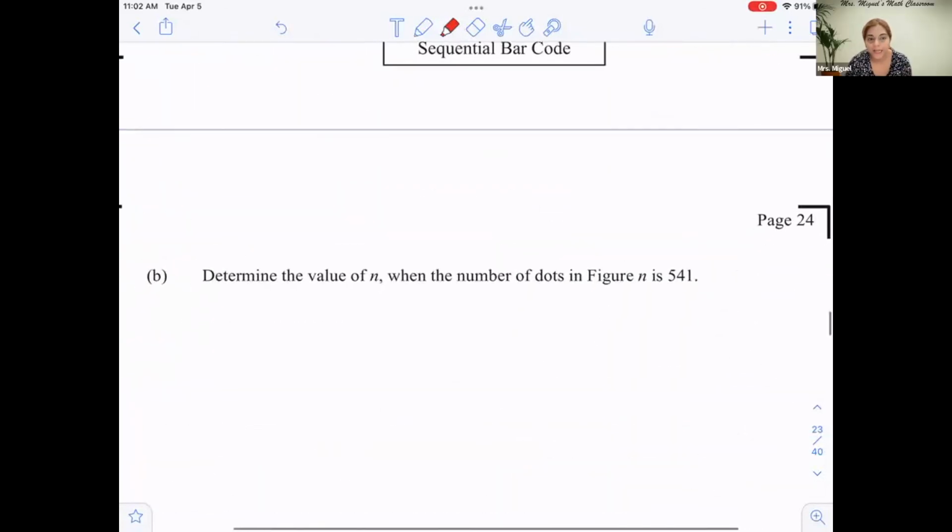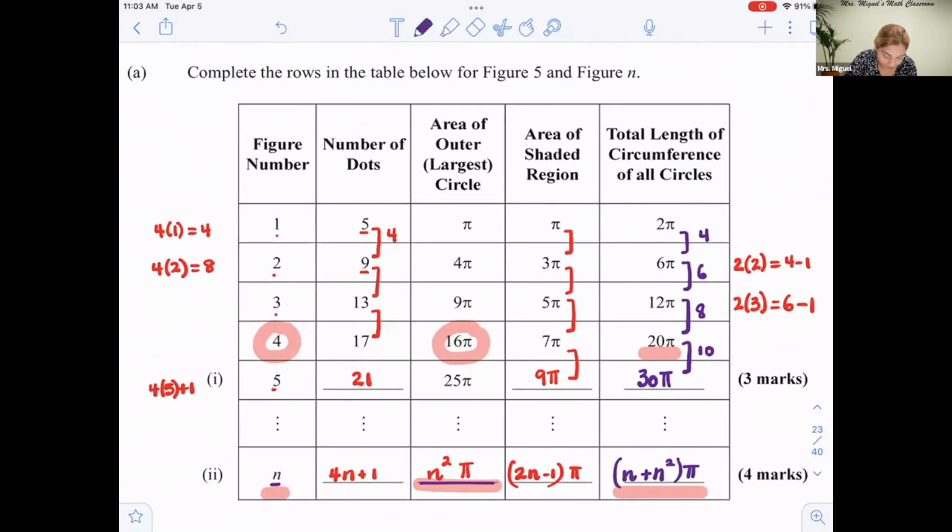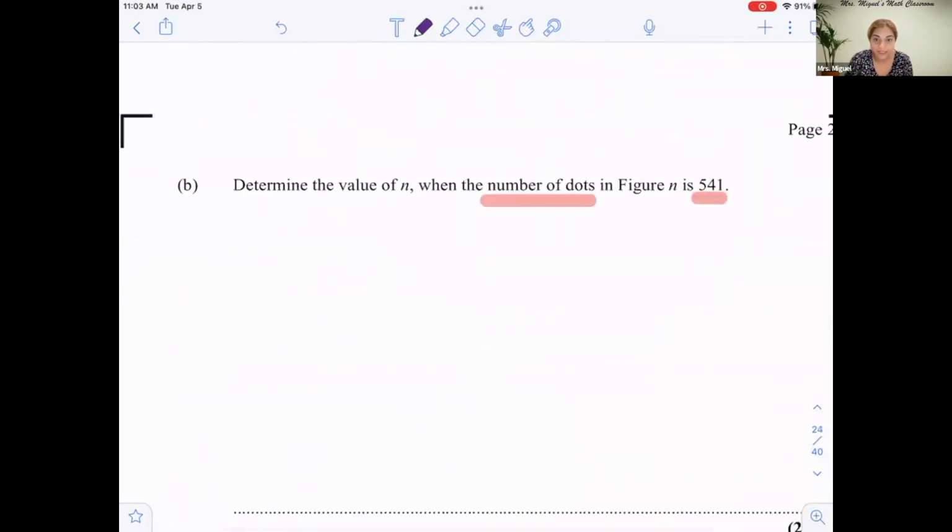Determine the value for n when the number of dots is 541. Well, they're giving you everything. Go back to the table and see what is the formula for the number of dots and put it equal to 541. So they're telling you exactly what to use, so you don't have to make up or create your own formula. So 4n plus 1 is 541. So it's a matter of getting n alone.